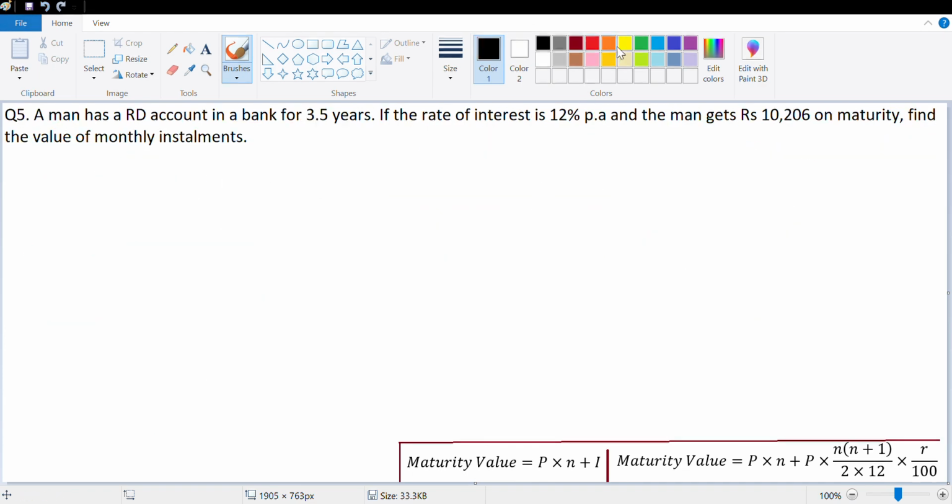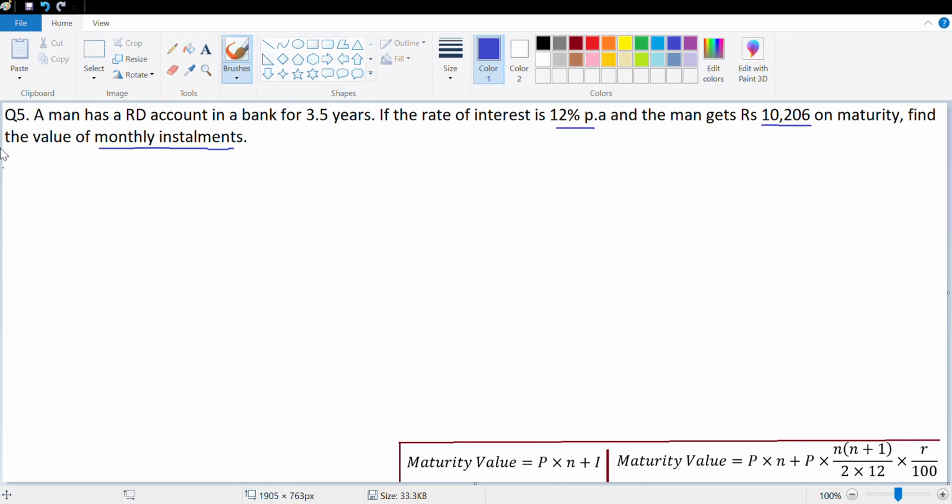The next one we do is question number 5. A man has an RD account in a bank for 3.5 years. If the rate of interest is 12%, the maturity value is given. We need to find the monthly installment, which means we need to find the value of P.